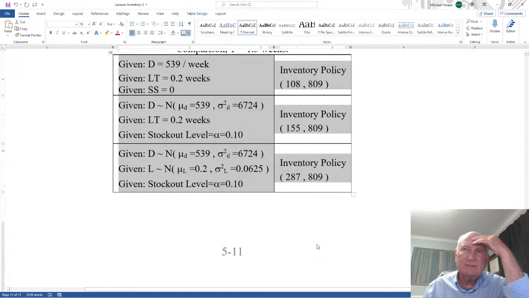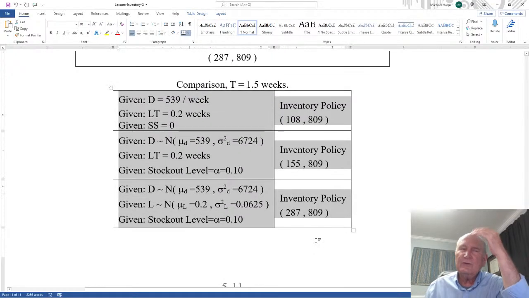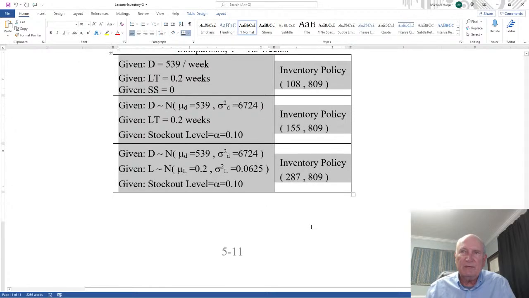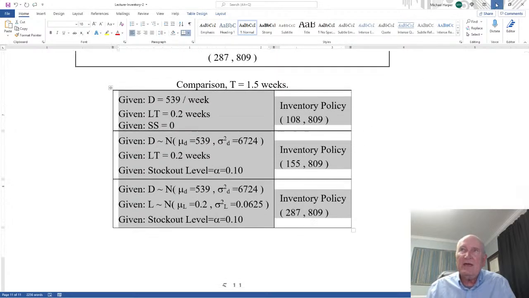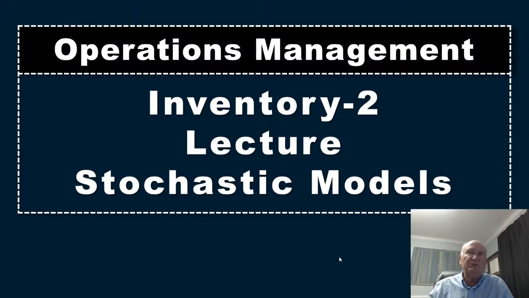And that's really the basic takeaway, that whether you go through the arithmetic and all the probabilities and the calculus and everything, whether you go through that or not, this concept, you can have good, maybe not optimal, but good policies to run a company. Well, that's all I have for Inventory-2 lecture stochastic models.